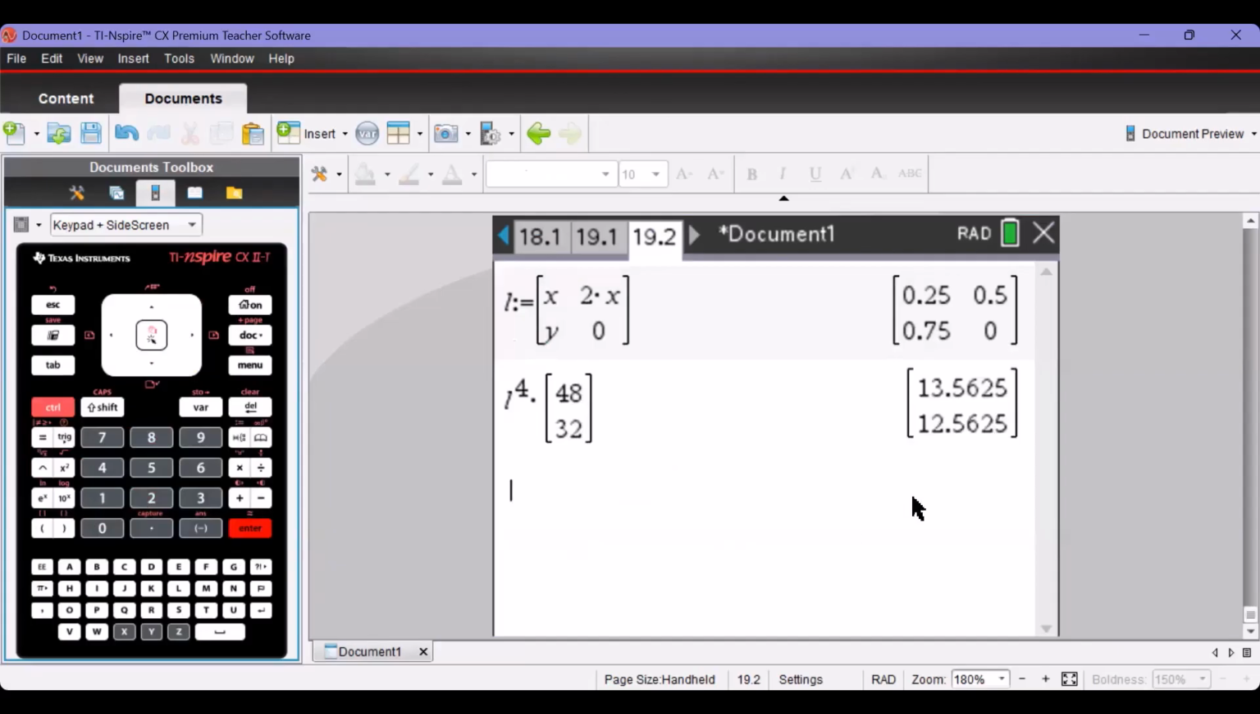and then to estimate the total number of females, what we need to do is just find the sum of those two elements. So it's even quicker probably just to type in SUM and then open bracket, go up and grab that column matrix, press enter to bring it down to a new entry line. And so we get 26.125. So the estimated total number of females after 4 weeks is 26.